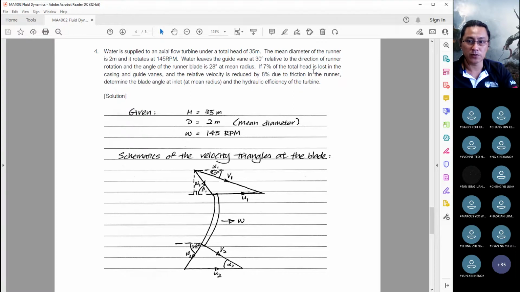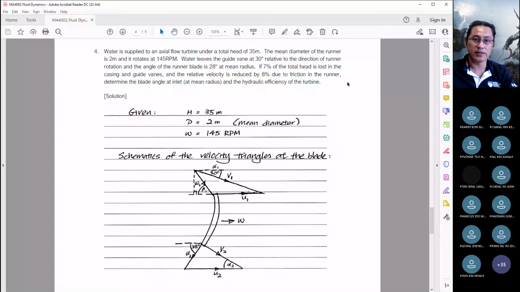If 7% of the total head is lost in the casing and guide vanes, that means all these are mechanical losses, right? And the relative velocity is reduced by 8%. Relative velocity, which component are we talking about? Is it W? Is it V? Is it U? It's W, right? Remember, W is relative velocity. V is absolute velocity. U is blade velocity. You have to get all this right. So we're told that the relative velocity is reduced by 8% due to friction in the runner.